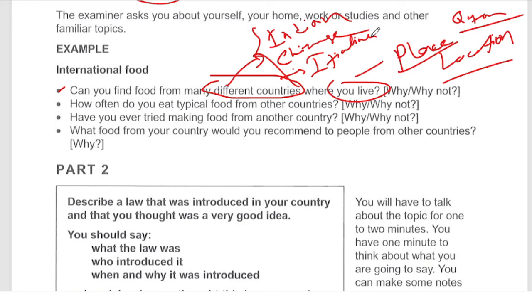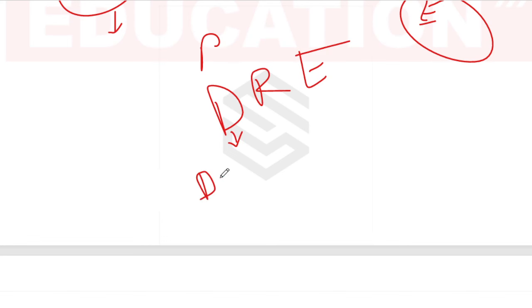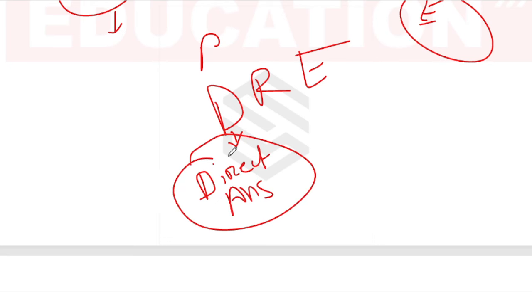You can follow a strategy that might give you the right way. The strategy is the D.R.E. process. D.R.E. Whenever the examiner asks you a question, the first thing you need to do is give them the direct answer. Direct answer. That should be your first priority.